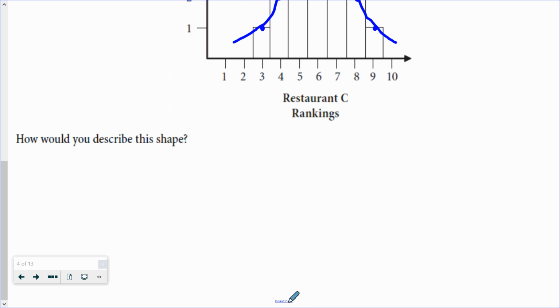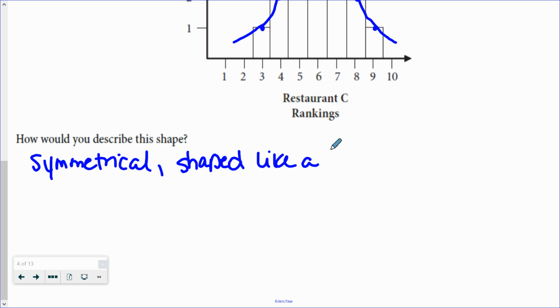It says, how would you describe this shape? So you could say that it's pretty symmetrical. Once you have a big enough sample size, at least, as we saw when I only did 10 dice rolls, it was definitely not symmetrical. When I did 10,000, it was quite a bit better. So symmetrical, shaped like a bell. You can see what I mean right down below that. Just give you a second.